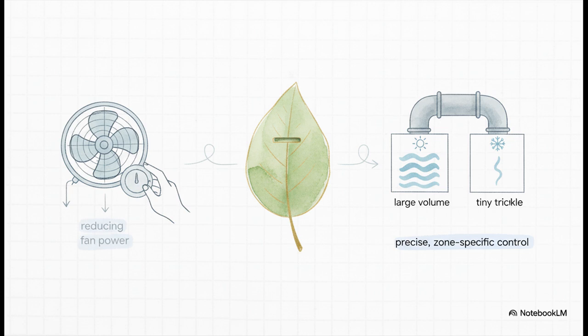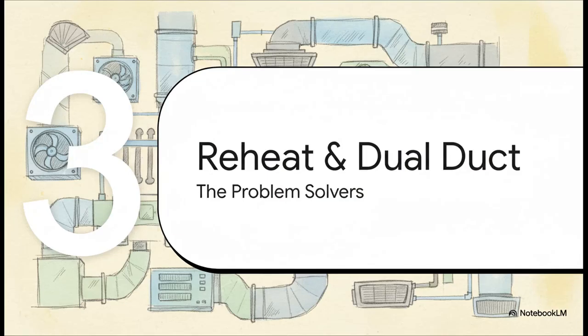And second, you get that super precise zone-by-zone temperature control. It's pretty much the gold standard for efficiency in most commercial buildings. But wait, VAV isn't a silver bullet for every problem. You're going to run into some weird situations where you need something a little more specialized. And that's where our next 2 systems come in. Think of them as the problem solvers, terminal reheat and Dual-Duct.